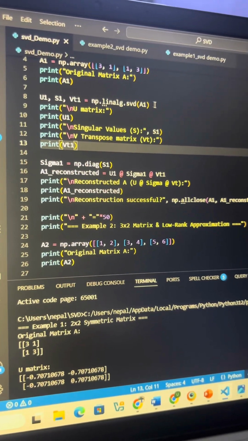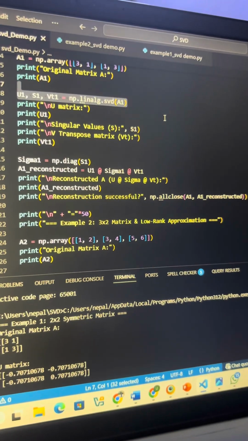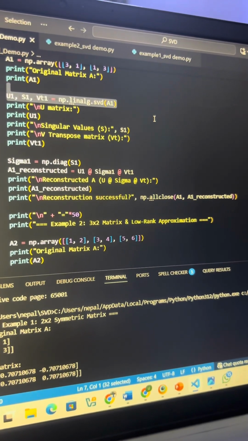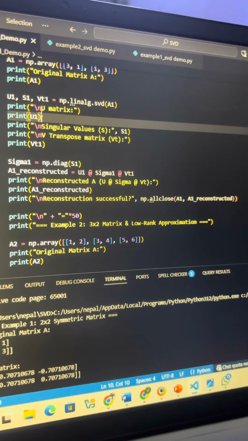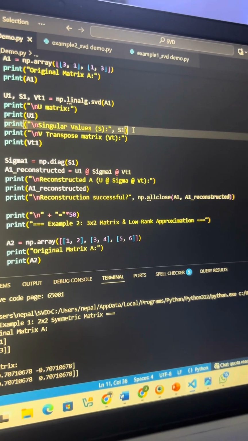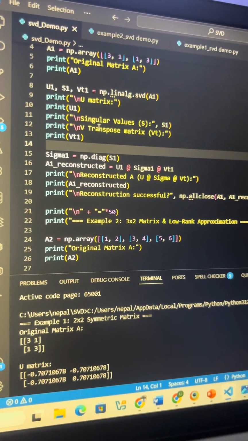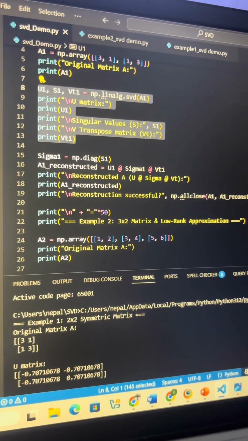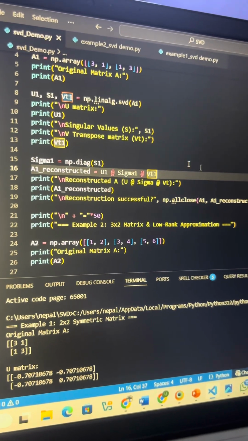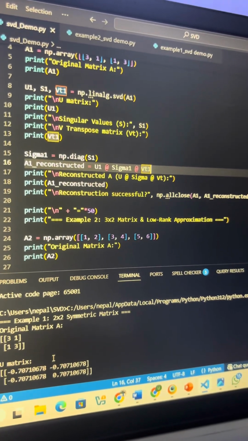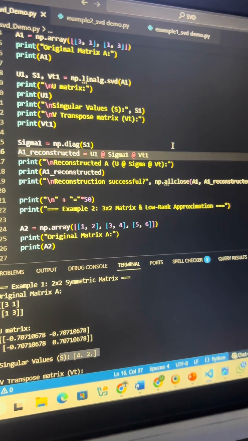And here you can see this line. This line does all the work. The SVD function takes our matrix and returns the three pieces we need: U, the singular values, and the V transpose matrix. And here we are printing out the result. The singular values are exactly 4 and 2, just like we calculated on paper before.